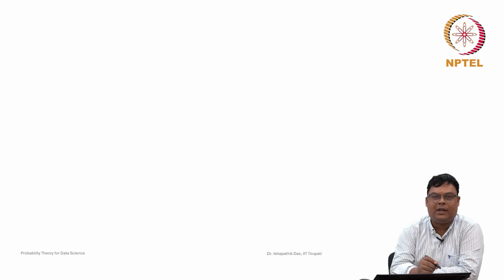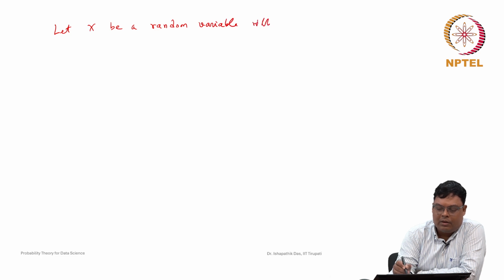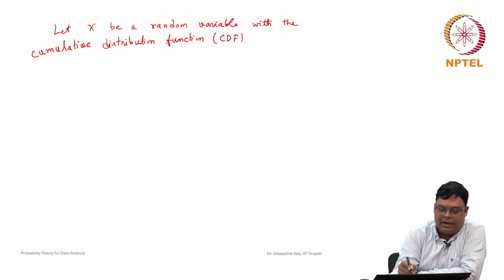So, let X be a random variable with the cumulative distribution function, so it says C.D.F. F_X(x). This is nothing but the probability that X is less than or equal to x.